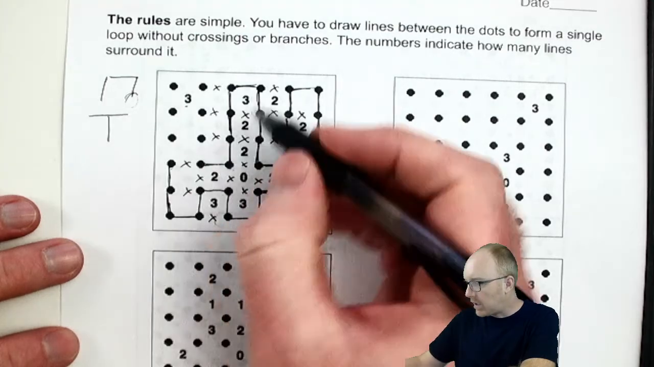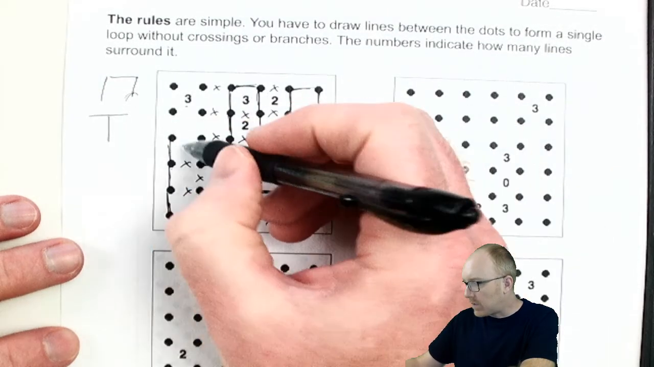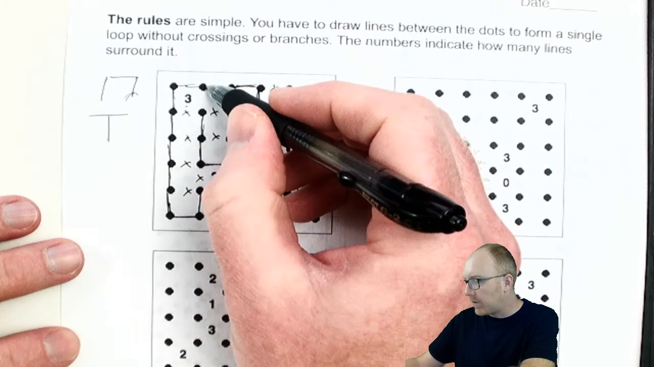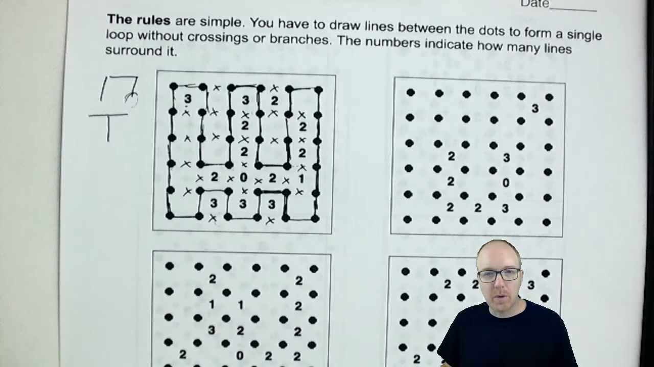So this cannot go here, which means this goes up, and this goes up, still can't connect. This goes up, still can't connect, and then we go around the 3. We have a puzzle. This particular puzzle is symmetrical. Not all of them are, but this one is. So that's kind of neat.